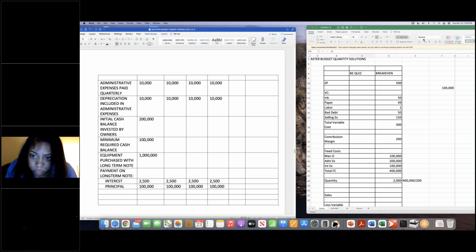The quantity. Do we not have the quantity on here? Wait, we have to find the quantity. Oh, that's what we're doing, the break-even quantity. Oh, okay, I see. Because we're supposed to be doing those shortcut ones. Yeah, you basically have to refill it out. Got it.